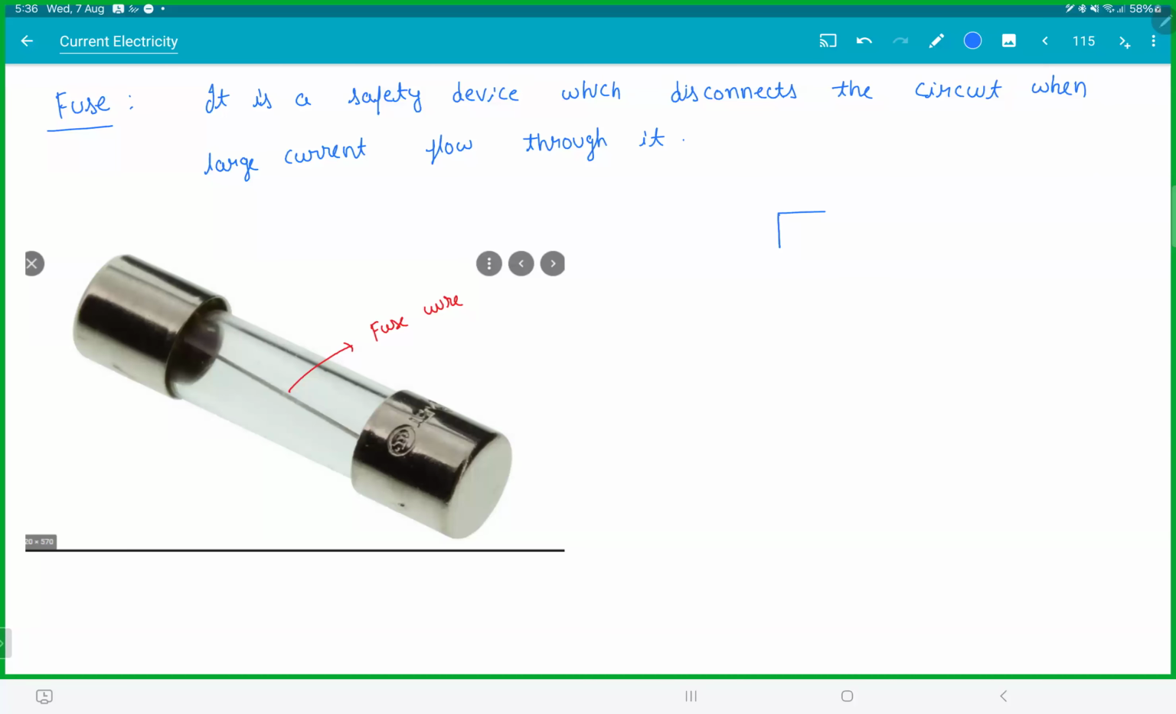Like I said, this is an old model. Nowadays, we use semiconductors. So let's say if something is written as 10 amperes, it means if I is greater than 10 amperes, the wire melts and the circuit gets disconnected.